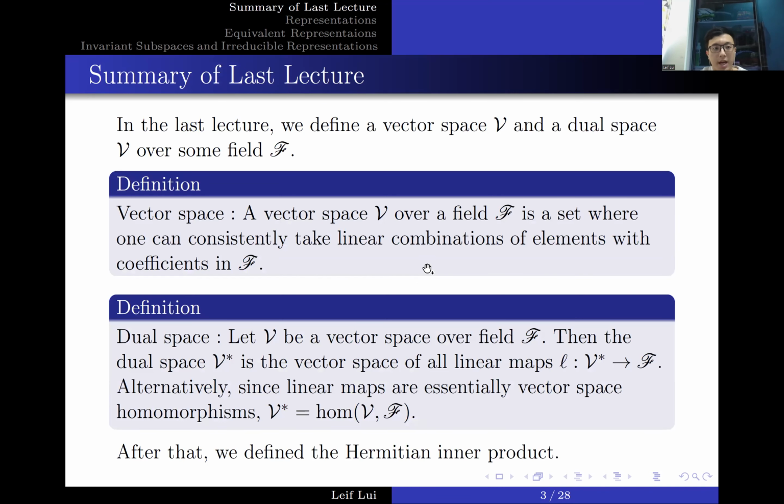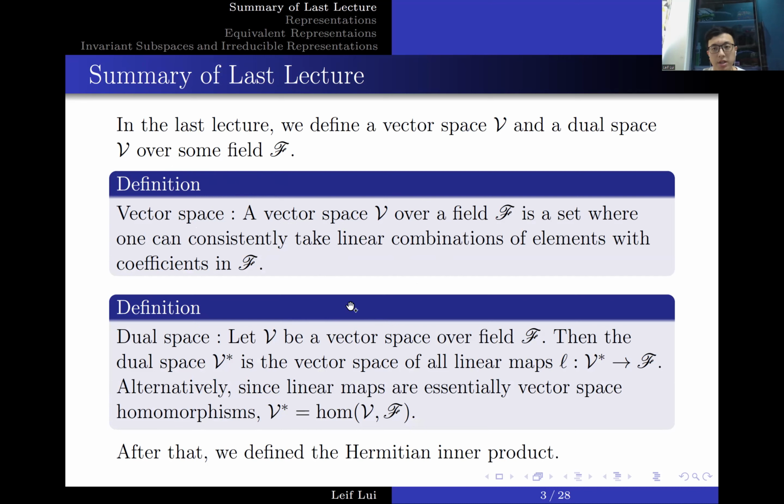So let us summarize what we did last time. In the last lecture, we defined a vector space V and its dual space, which should be V star. Apologies, there's a minor mistake. There should be a V star here over some field F. So a vector space is defined as follows, and its corresponding dual is defined as follows.